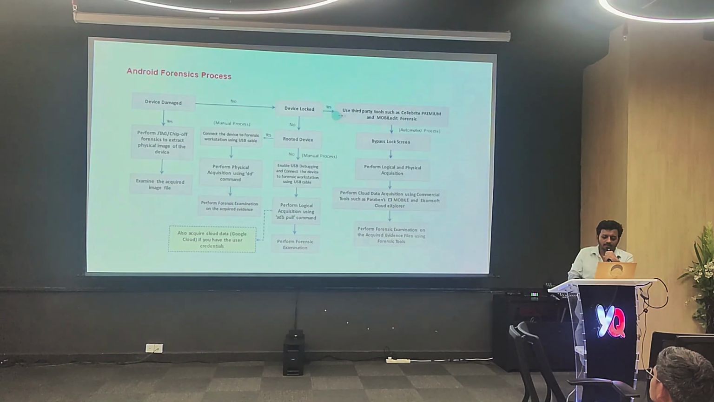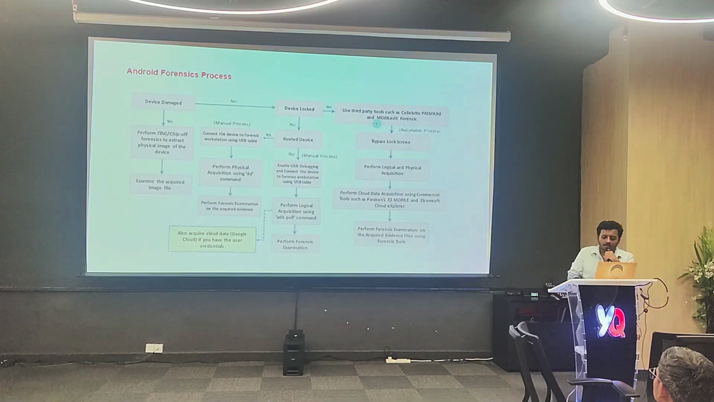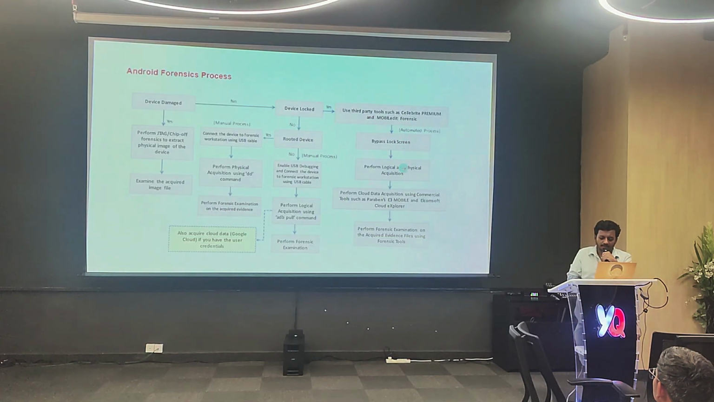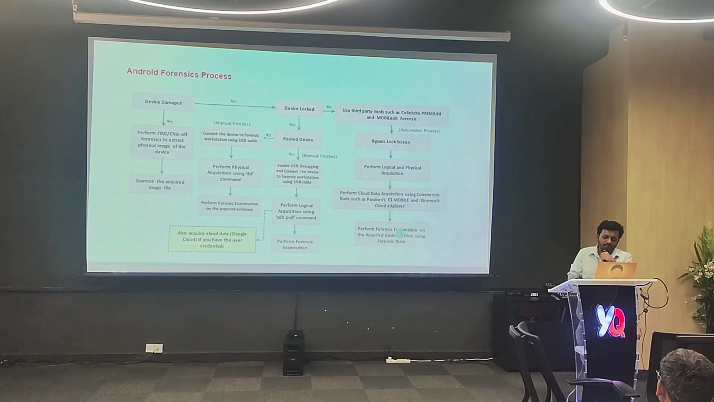If it has been locked, we have to use third-party software like Cellebrite Premium and Mobiledit Forensics, bypass the lock screen, perform logical and physical acquisitions, and then use commercial tools like E3 Mobile and other things, and then perform the forensics.